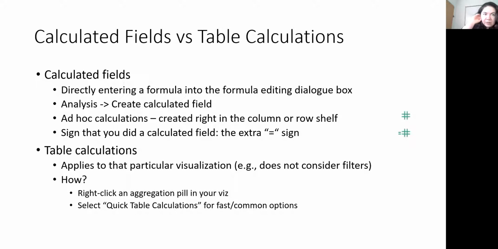So Tableau can do two types of calculations. It can do the calculated field, and it can do what's called a table calculation. Calculated fields are usually done by directly entering a field into the formula editing dialog box. This is the doing it completely manually style. I'm gonna pause for a second, pull up Tableau.